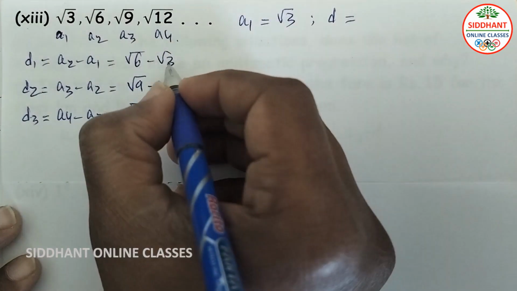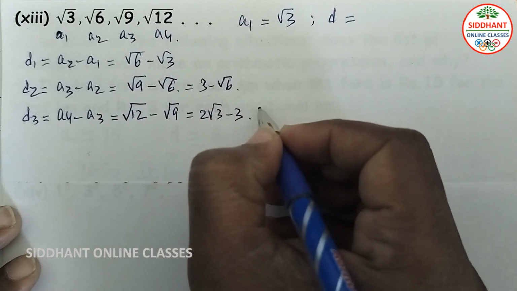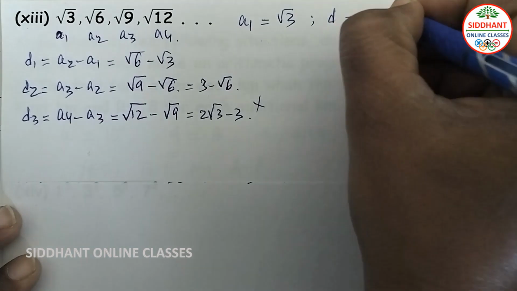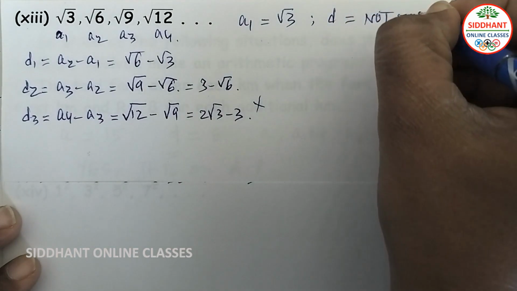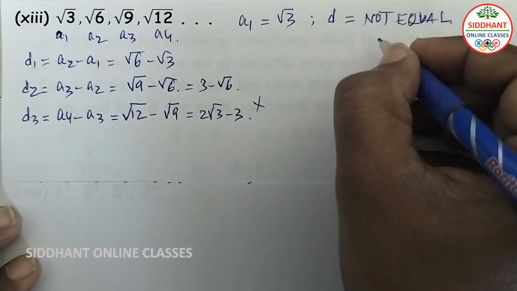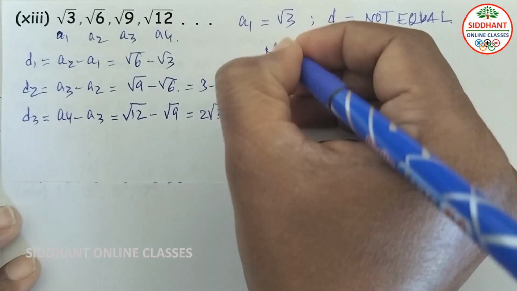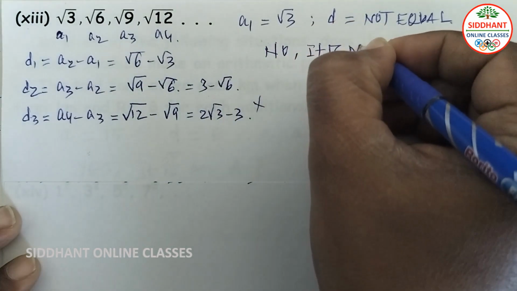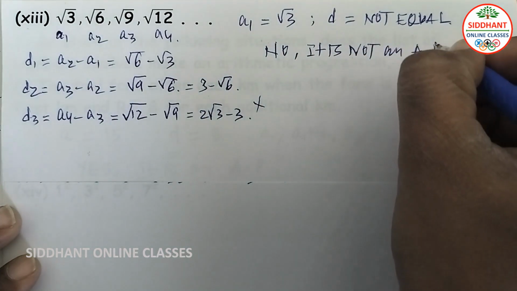So when you look at the differences, it is not common here. So not equal here, not equal here. So the D is not equal, we can say that it is not an arithmetic progression. No, it is not an arithmetic progression.